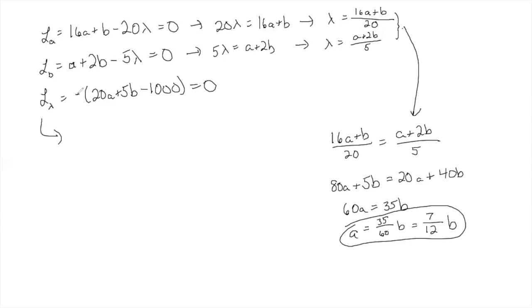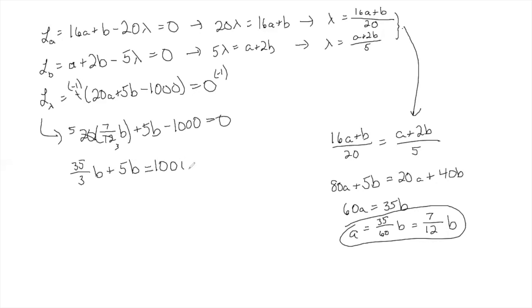So this turns into, and of course I'll just get rid of the negative, multiply by negative 1 on both sides. So I have 20 times 7 over 12 b plus 5b minus 1000 equals 0. 20 over 12 reduces to 5 over 3, because I could take a 4 out of each. So I get 35 over 3 b plus 5b equals 1000. Adding these two together, I get 35 over 3 b plus 15 over 3 b equals 1000. Combining these, I get 50 over 3, I believe. Yep, that seems right.